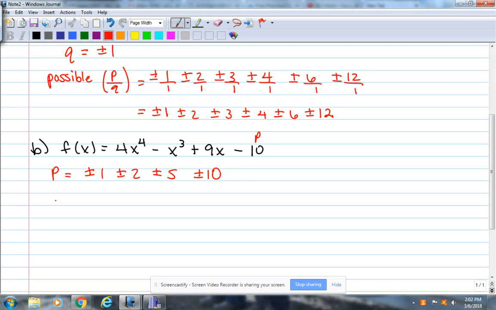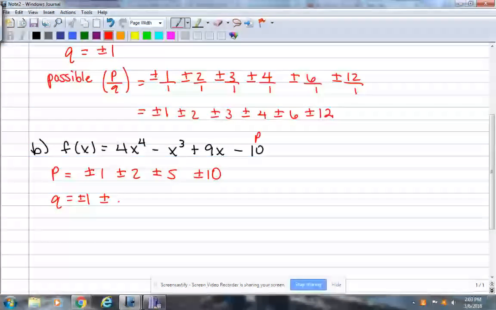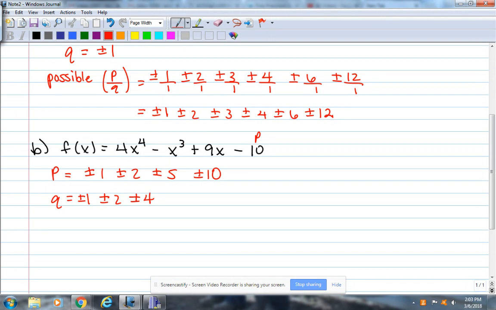Okay? So for q, you look at the leading coefficient. So what's the leading coefficient of this whole polynomial? 4. So what all multiplies to get 4? Yeah, so 1, 2, and 4. That's the only numbers that multiply to get 4, right? You don't have to repeat the 2. That's kind of redundant.